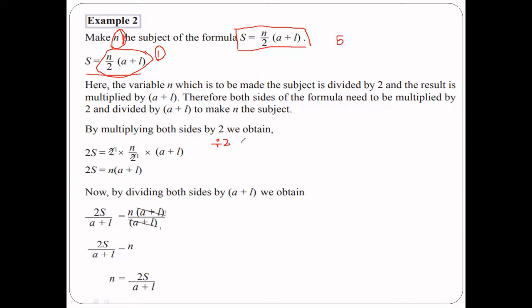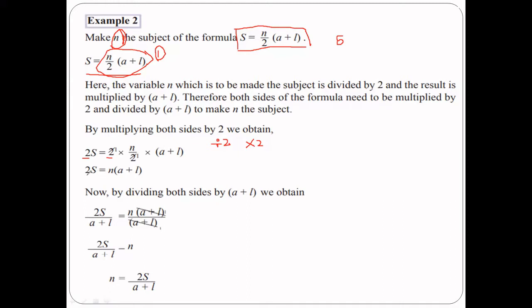Divide by 2. Inverse operation is multiply by 2. Then multiply this side and this side, both left and right by 2. Then you can cancel out this 2 with this 2. Then only n into a plus L remains in the right hand side. n into a plus L means n brackets a plus L. In the left hand side, 2 into s means 2s. So 2s equals n brackets a plus L.